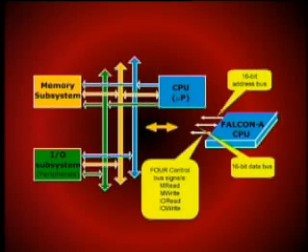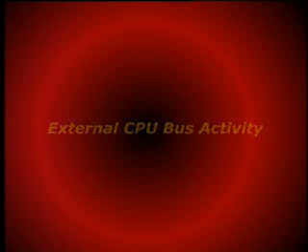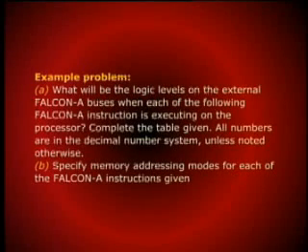Before we go on to the actual instructions to see the execution, it is worthwhile to have a very simple example. For this example problem, we would like to know what will be the logic levels on the external Falcon address bus when each of the following Falcon A instructions is being executed on the processor. You need to complete the table which is given. All numbers are assumed to be decimal numbers unless otherwise given. If it is a hex number, it would be indicated by H.